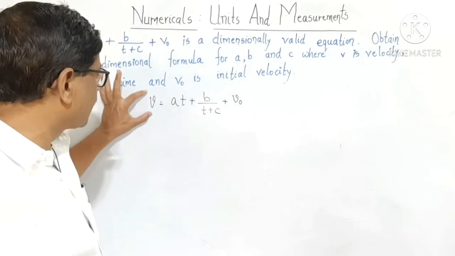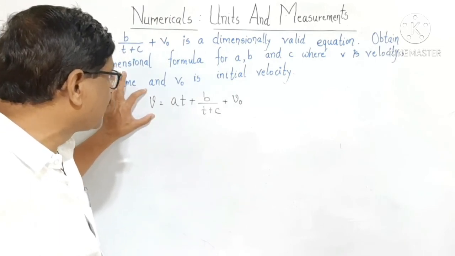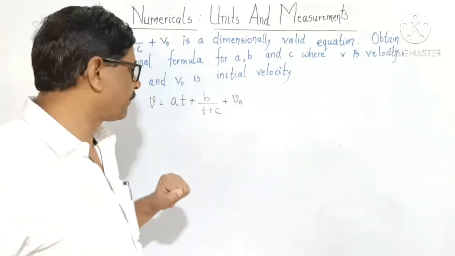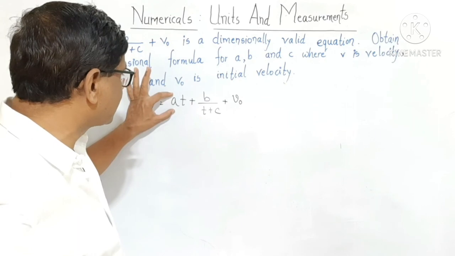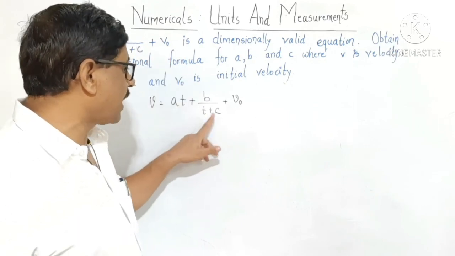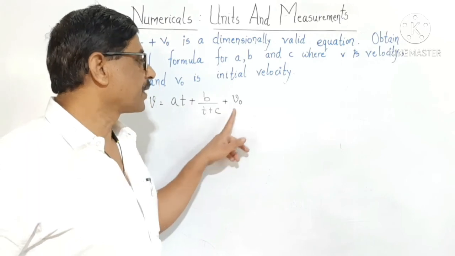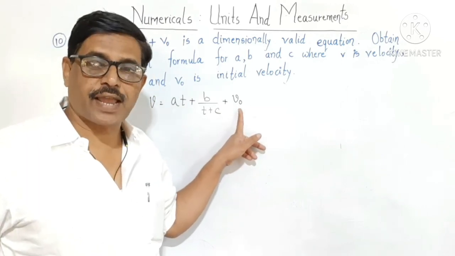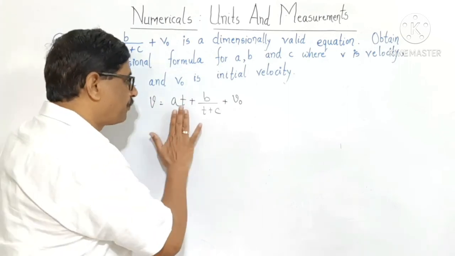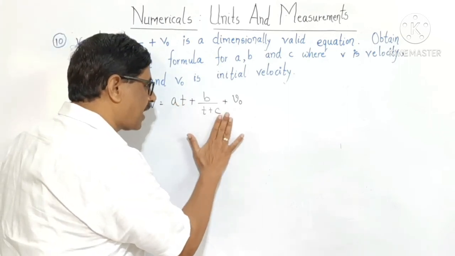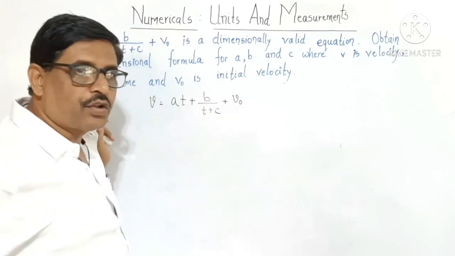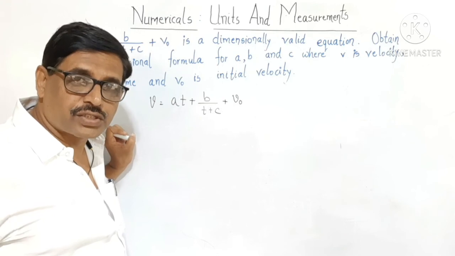To the left hand side of the equation it is velocity, therefore every term on the right hand side of the equation should be a velocity. In this equation A is a constant and T is the time, here B is the constant, T is the time, C is the constant and V0 is velocity once again. Now the sum of the terms to the right hand side is a velocity, therefore every term in the right hand side should be again a velocity.